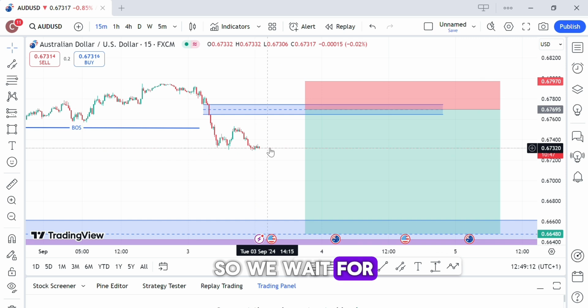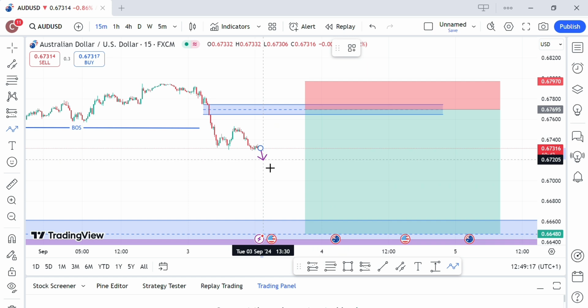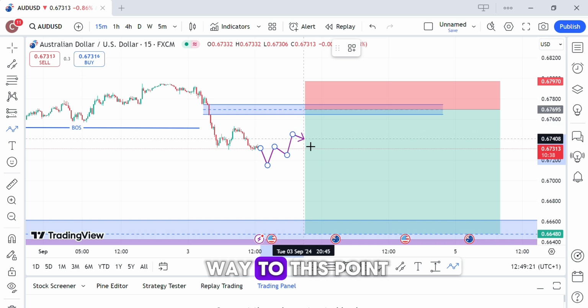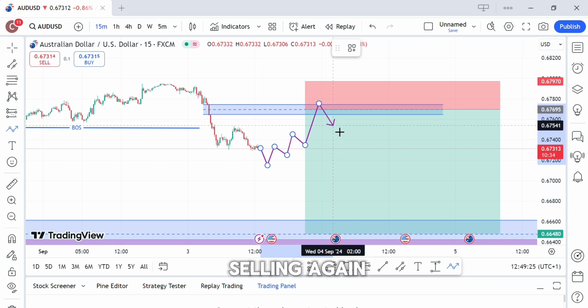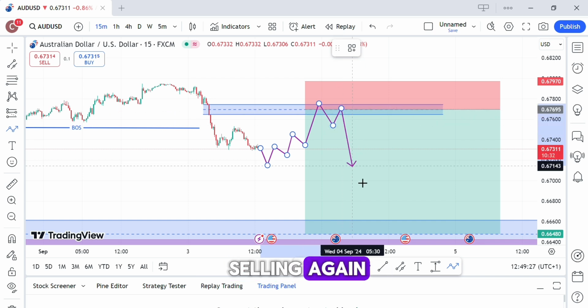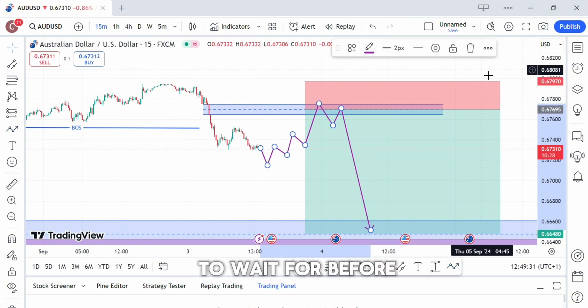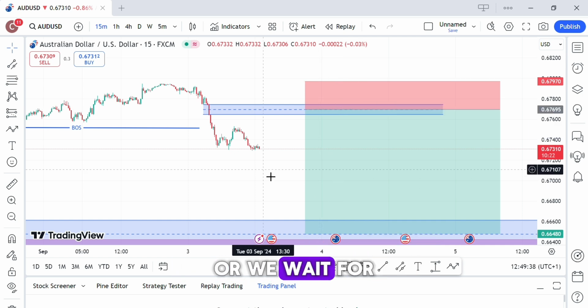So we'll wait for price to trade back all the way to this point. Then we can start selling again. That's what we're going to wait for before we sell. So we can set the pending order, a sell limit, and when price comes, it triggers us all the way, or we wait for entry confirmation.